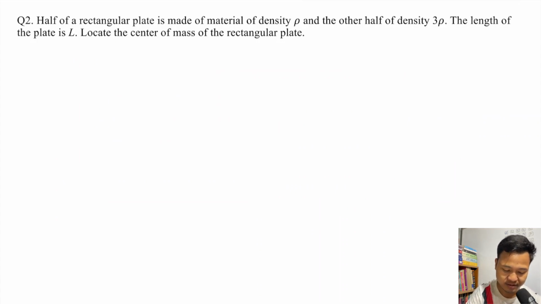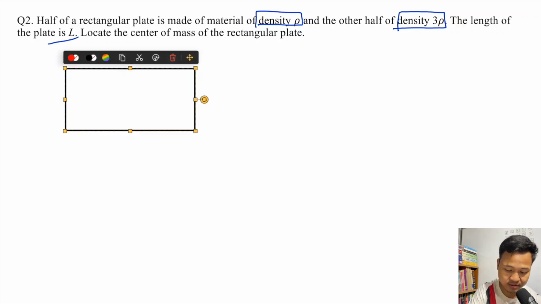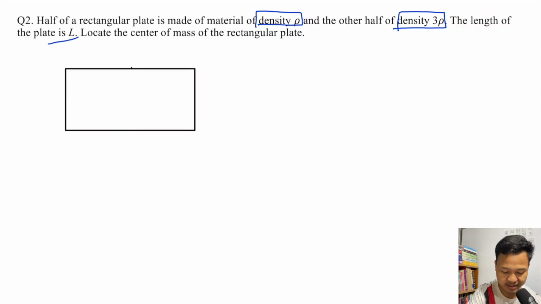Now the question, a JEE question, is the same: a rectangular plate, where one half has density row 1 and the other half has density 3 row. The length of the rectangle is L. So it is the same thing, okay? You have a rectangular plate, where one half has density row 1 and the other half has 3 times of row. You can just put the values directly.